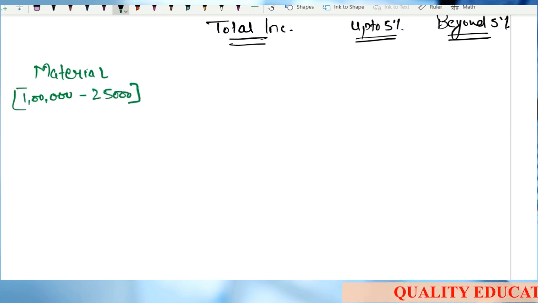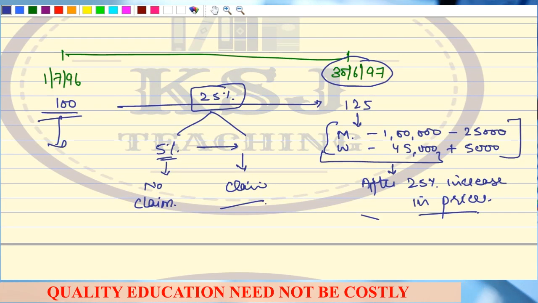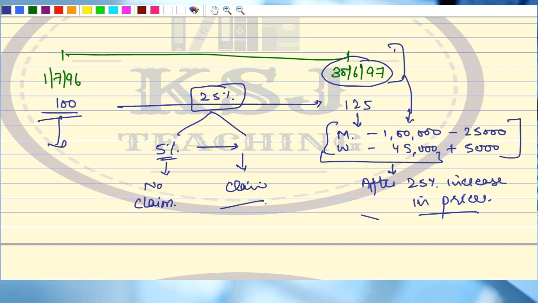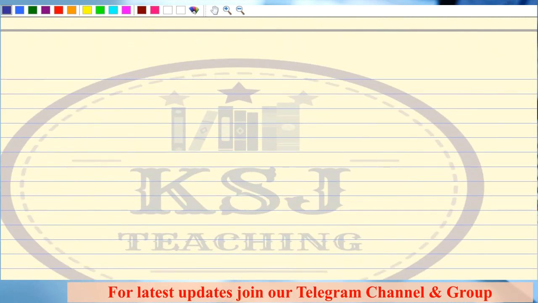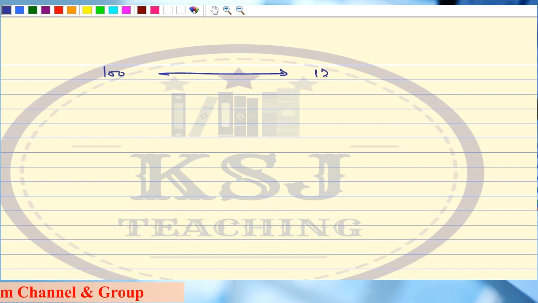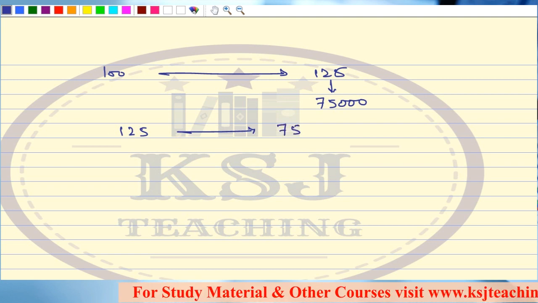Now, this 75,000 is after an increase of 25%, right? This is what I told you, that we are given the data for this particular date. On this date, if the value is 75,000 rupees, that means it is after an increase of 25%. So that means it is a 125 rupees value. Just listen to it very carefully. What I'm saying is, it is after an increase. So something which was 100 rupees has increased to 125. Right? So at this point, we are given 75,000 rupees. So if the price is 125, my value is 75,000.